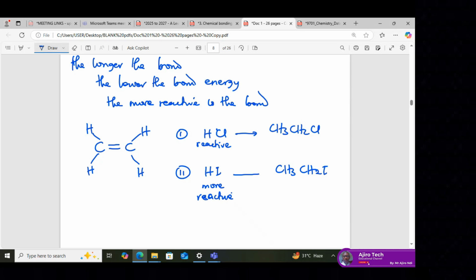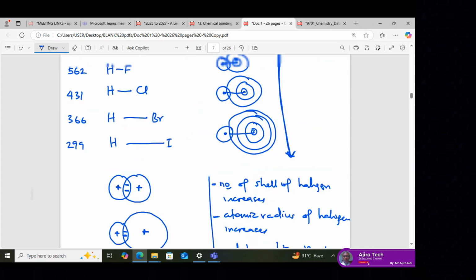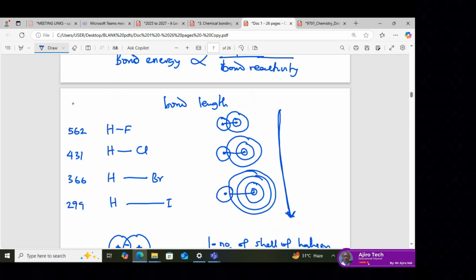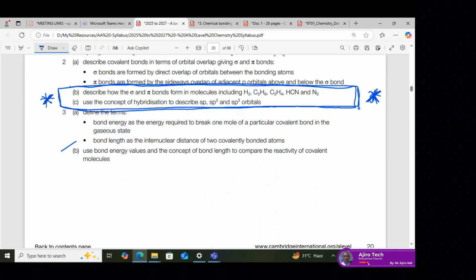Why is HI faster? HI has a lower bond energy. This is bond energy here. Therefore, it can easily break and easily react. Do you get the point now? So now, can you see this? You read this. What do they say?